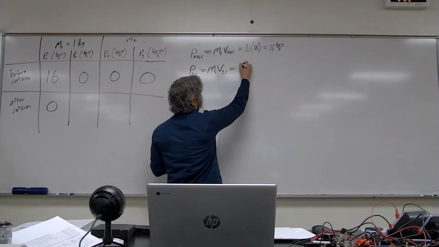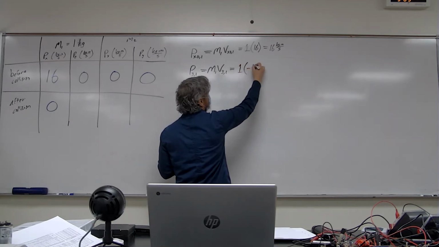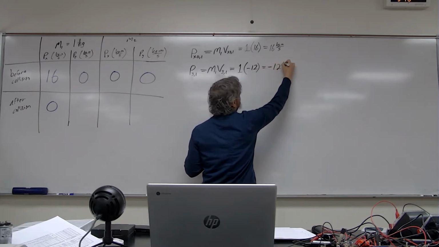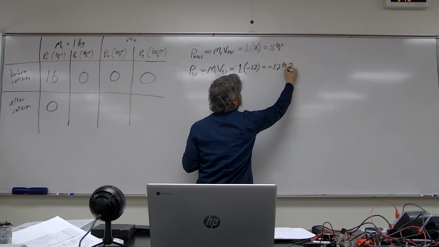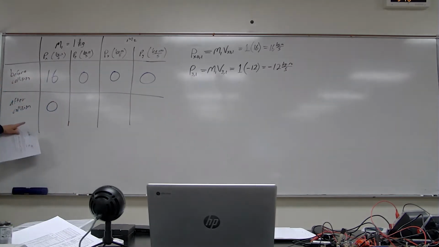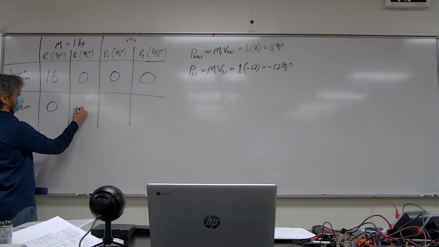So m1 is going to be 1 times that final velocity in the y direction, which is negative 12. So I have negative 12 kilogram times meters per second for the final momentum for m1 after the collision. That's going to be negative 12.